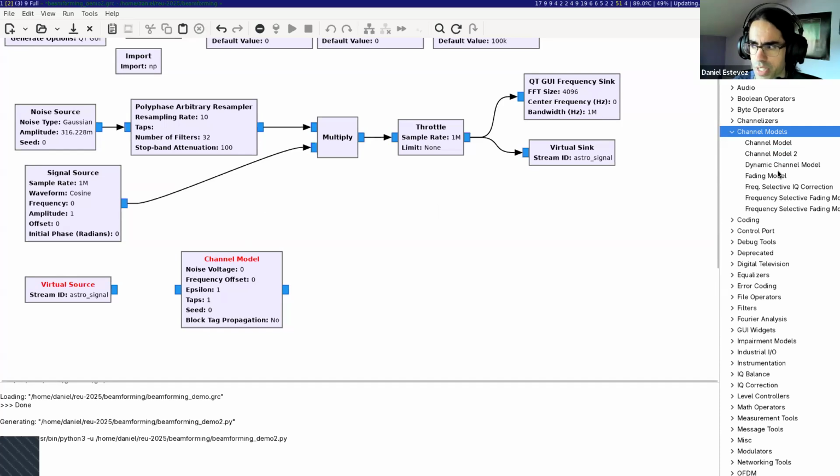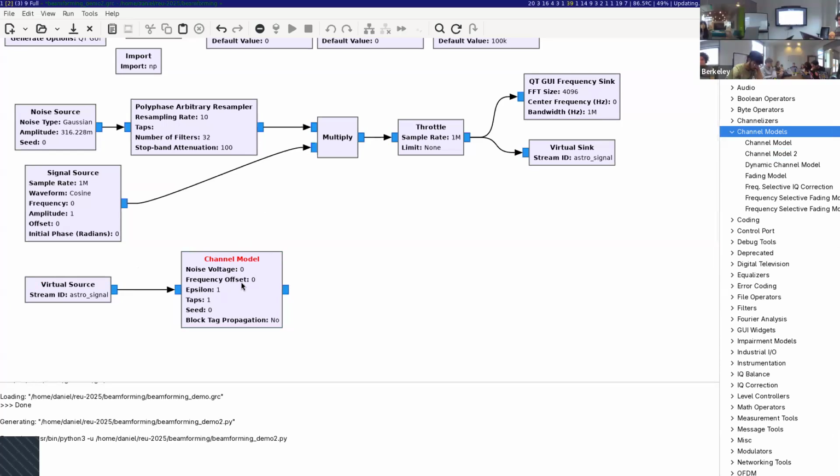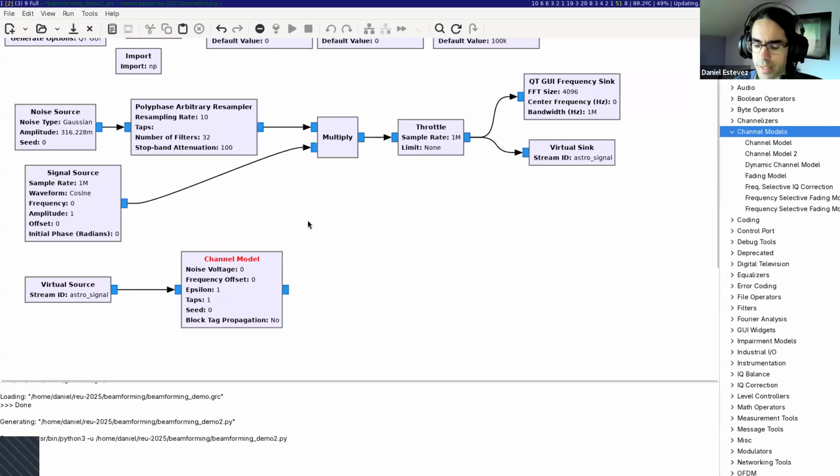So channel model, this is the basic one. It can simulate noise. Perfect. That's something we want. We want to be able to simulate the receiver noise. It can simulate a frequency offset. That's also great because we wanted to simulate that frequency difference of arrival. We wanted to simulate that the Doppler effect as seen by each of the two antennas is slightly different because of this whole thing about phase difference of arrival changing over time.